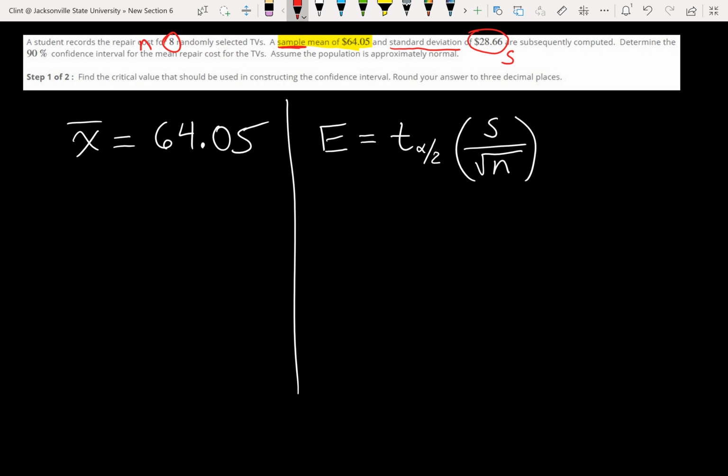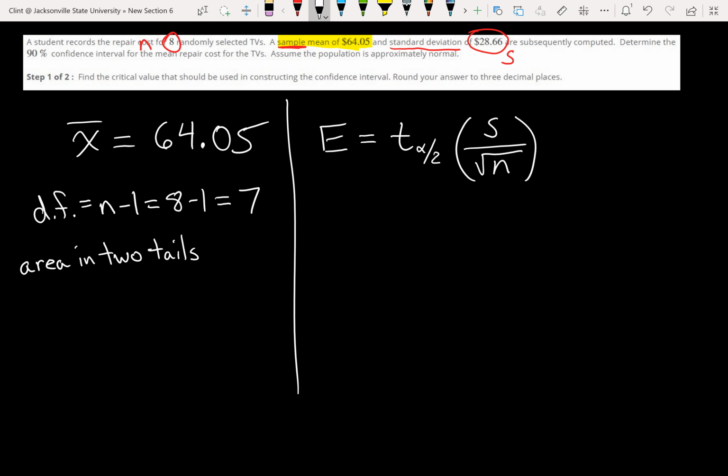To look up a critical t value, we need to figure out two things. We need to figure out degrees of freedom, df. That's the first one, and the way we get that is n minus 1, so sample size minus 1. Our sample size was 8, so we get 7 degrees of freedom. And then we need to know something about the area in the tails. To me, on confidence intervals, it's easier to do it with the area in 2 tails. That's one less operation we have to do. We don't have to divide by 2.